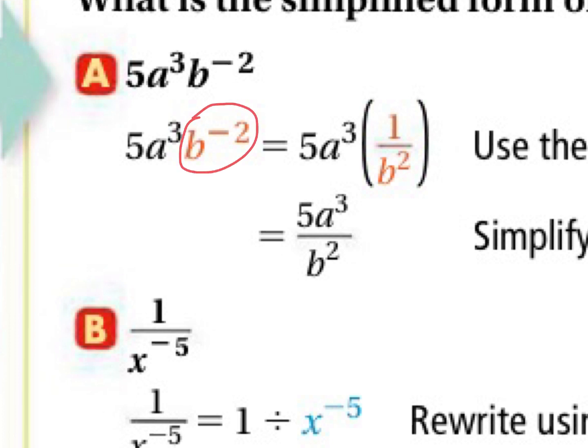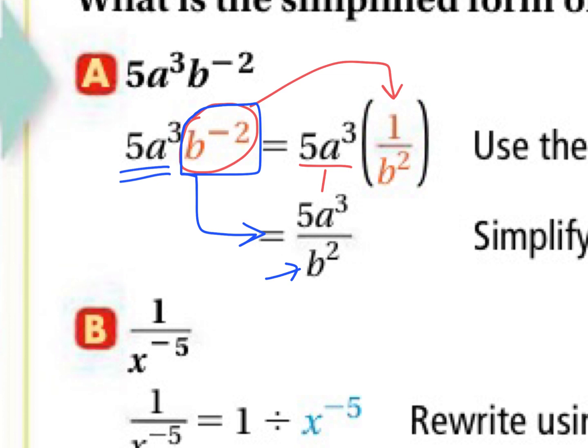So this one, we've got b to the negative second power, which would be 1 over b to the second power. And then you could multiply straight across. The other thing, if you want to, is you could just go straight to the answer, and just know that if this is a negative exponent, I'm going to bring it to the denominator, make it positive, and all the other stuff that didn't have negative exponents is going to stay in the numerator.